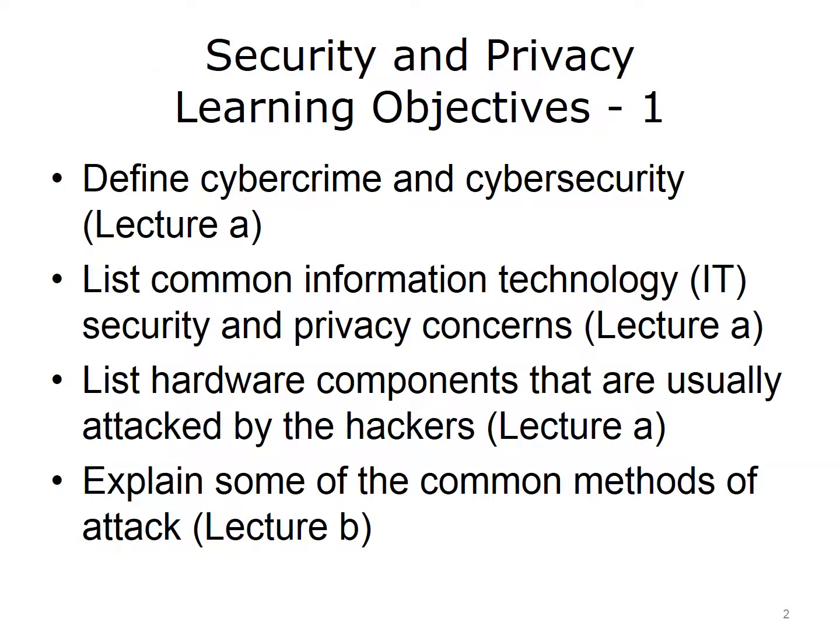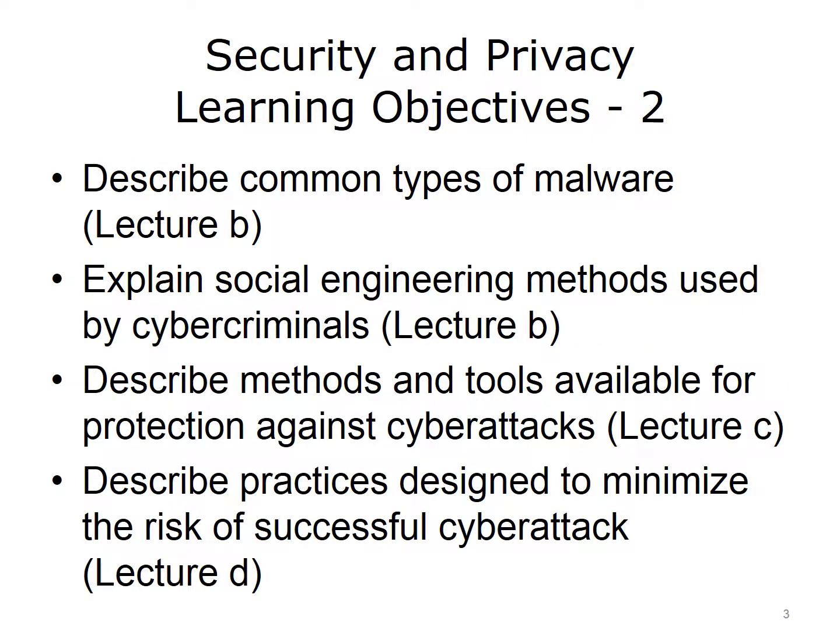The objectives for this unit, Security and Privacy, are to define cybercrime and cybersecurity, list common information technology, or IT, security and privacy concerns, list the hardware components that are usually attacked by hackers, explain some of the common methods of attack, describe common types of malware, explain social engineering methods used by cybercriminals, describe methods and tools available for protection against cyber attacks, and describe practices designed to minimize the risk of successful cyber attack.